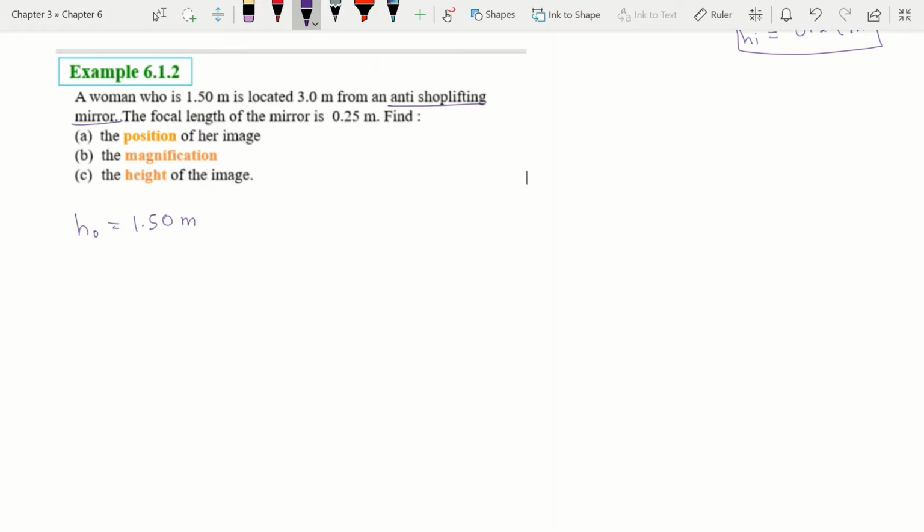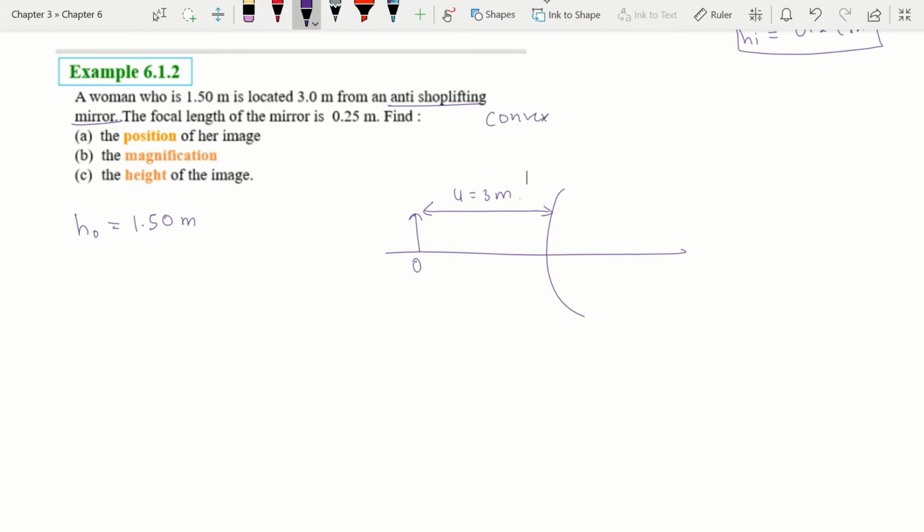So it is about a safety mirror. So what is it? It is a convex mirror. So we have a convex mirror. A woman who is 1.5 meter is located 3 meter from an anti-shoplifting mirror. So here is your object, 1.5 meter height, located 3 meter from the anti-shoplifting mirror. The focal length of the mirror is 0.25 meter. Okay, now this is a convex mirror.